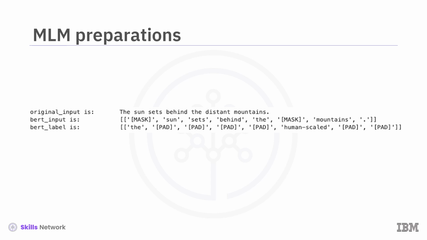Let's check a sample MLM output. Each token in a sentence is labeled depending on the masking operation that's applied to that token. In this example, the first "the" is masked. Therefore, BERT input is mask and its BERT label is "the." Tokens sun, sets, behind, and the last "the" are not changed, so their corresponding labels are pad. Distant is masked and replaced with a random token. Therefore, BERT input is mask and its BERT label is human scaled. Finally, mountains and period are unchanged, so their corresponding labels are pad.